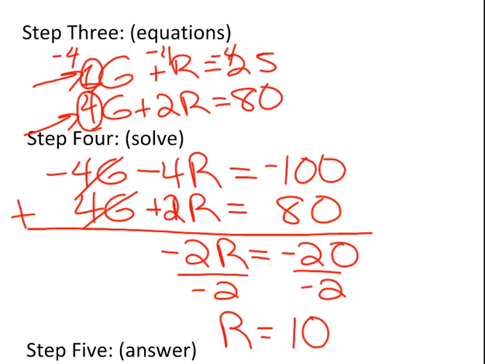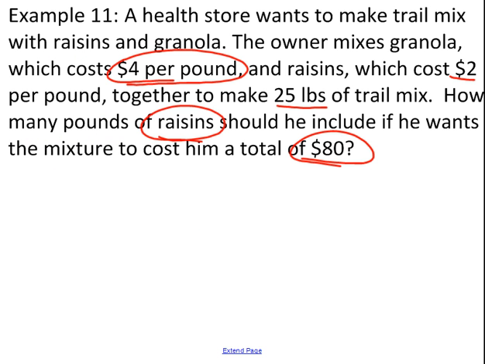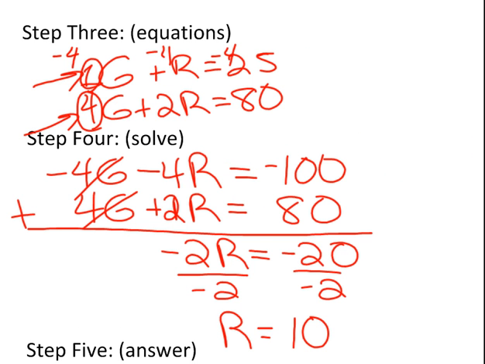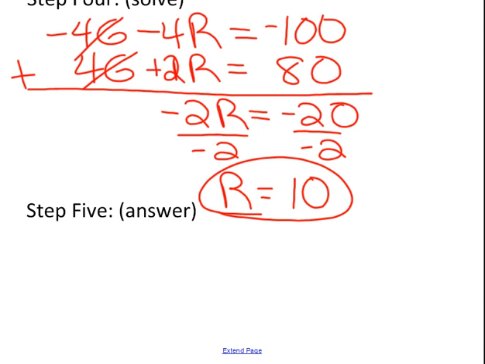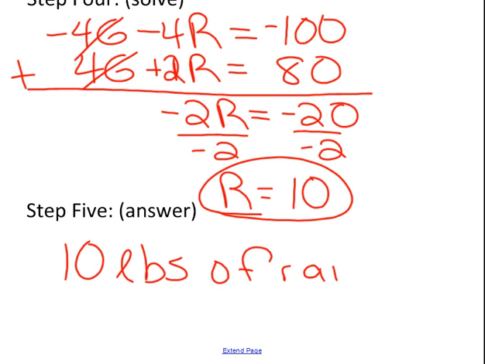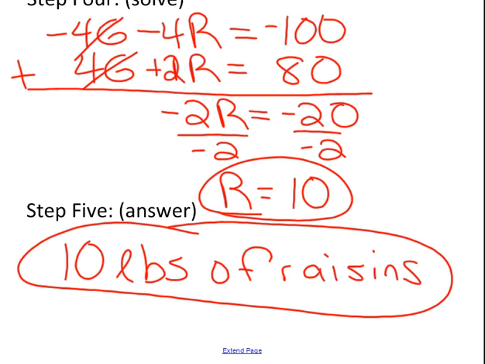Now, let's go back to the original question. What does it say? Does it want the amount of raisins? Does it want the amount of granola? Or does it want both? So, original question: how many pounds of raisins? I don't care about the granola. I just want the raisins. So that's the R. So I just need to figure out what R is, and I did. So we were dealing with pounds of raisins, and I don't need to worry about the amount for the granola.